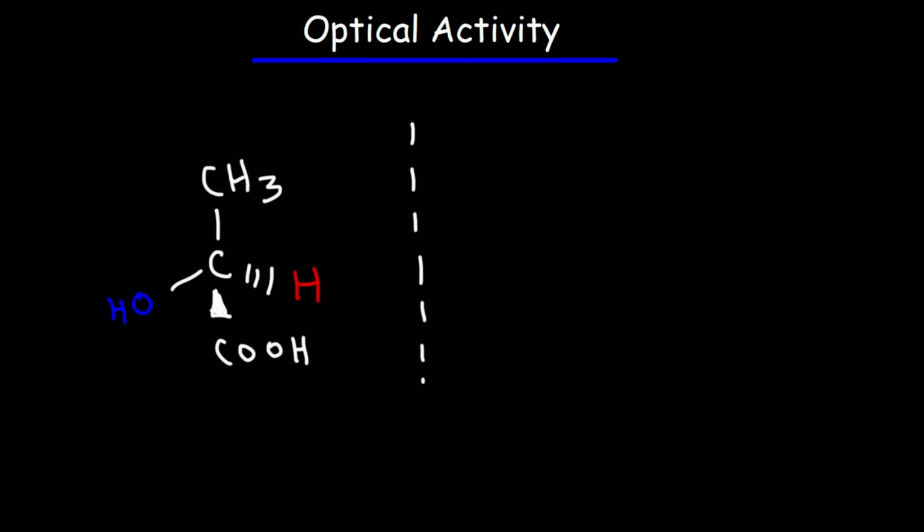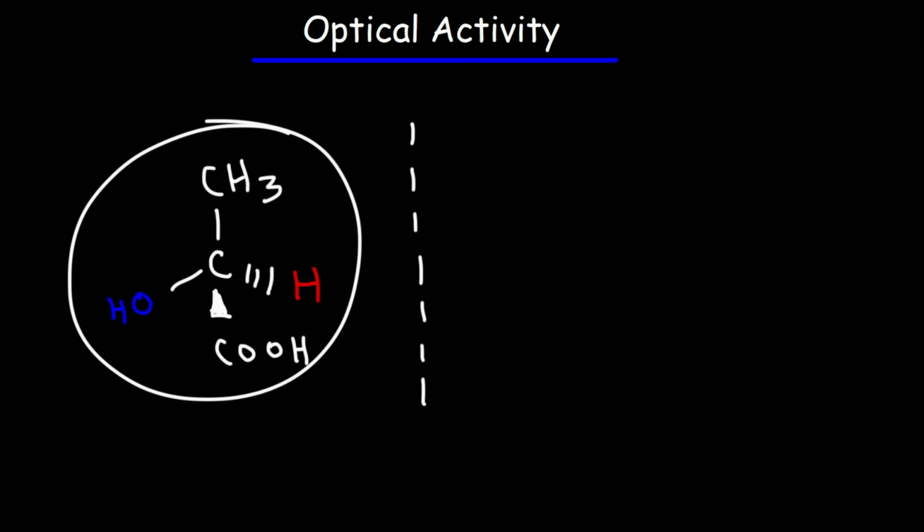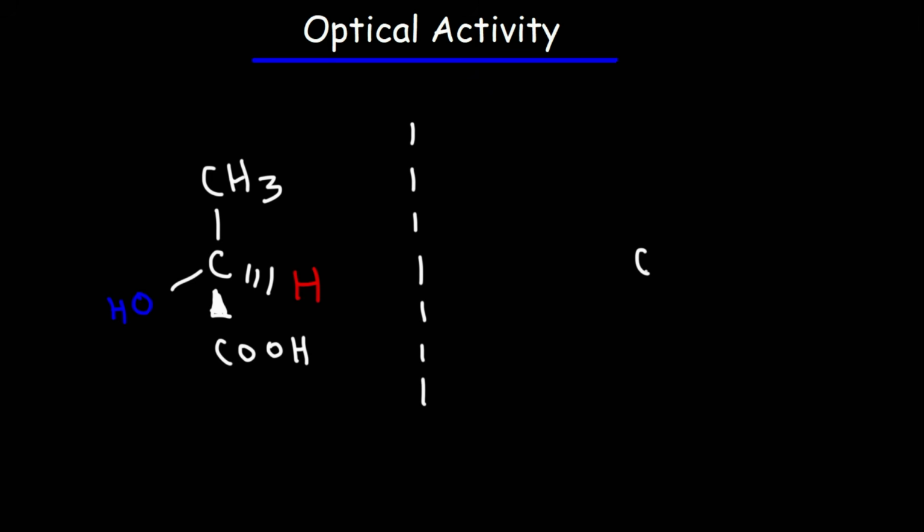To draw the enantiomer of this molecule, we simply need to draw its mirror image. So we're going to draw its reflection across that vertical dashed line. Here, the OH group is pointing towards the left. Now, it's going to be pointing towards the right.